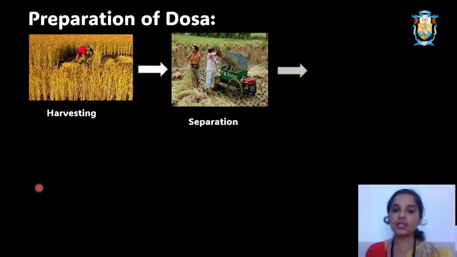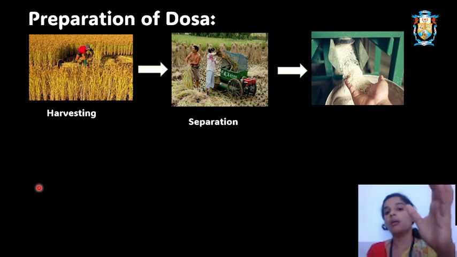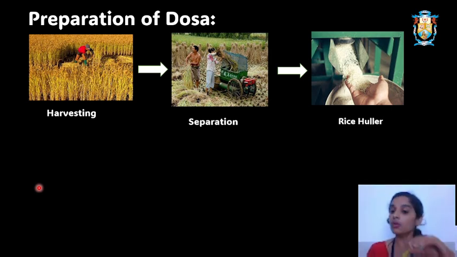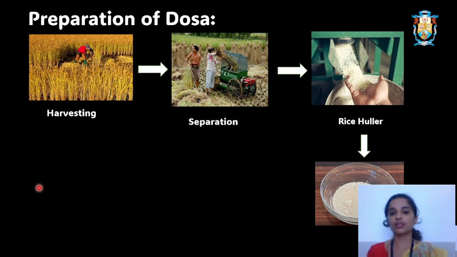Once it is separated, we have to mill it. Before milling, a pre-treatment is done to the paddy grains, that is parboiling, which is nothing but partial boiling. The grains are boiled and then dried. Why? Because it makes the milling easier, and it also avoids the breaking of the grains. Once it is milled, we get the rice dehulled.